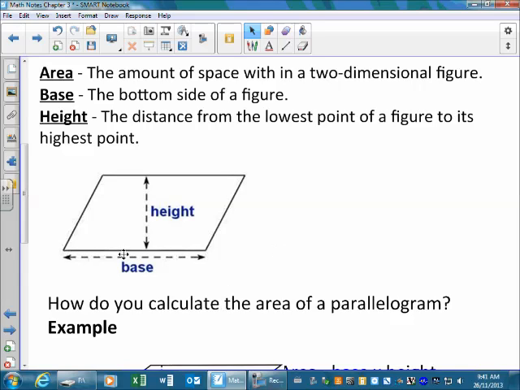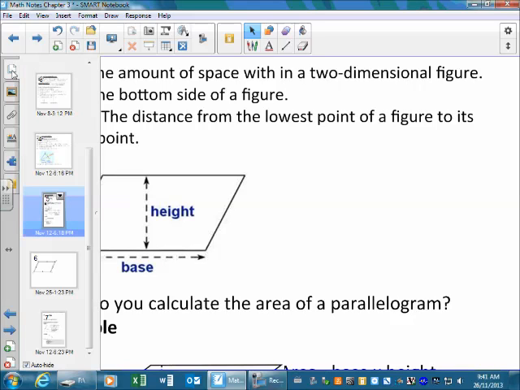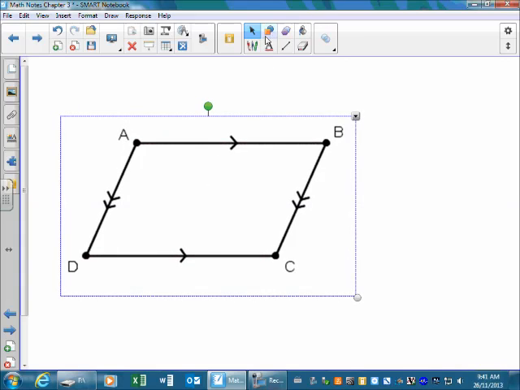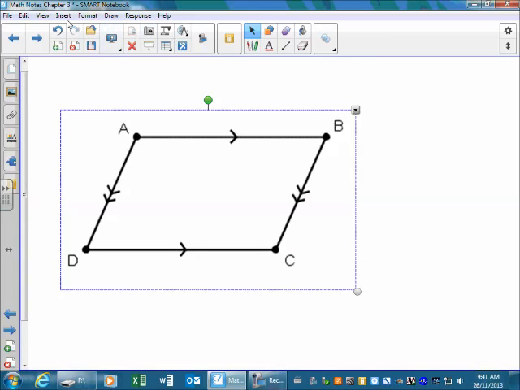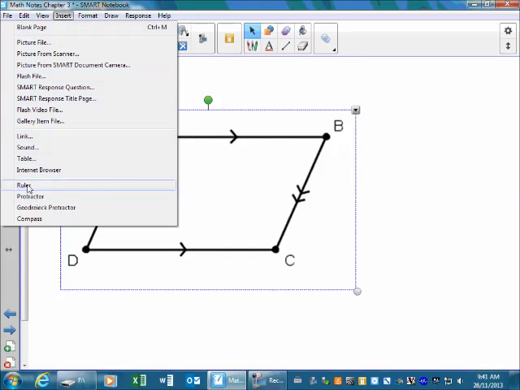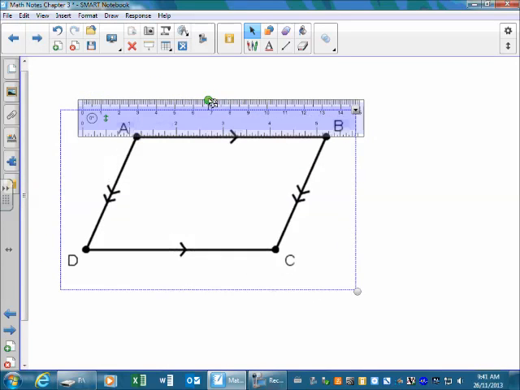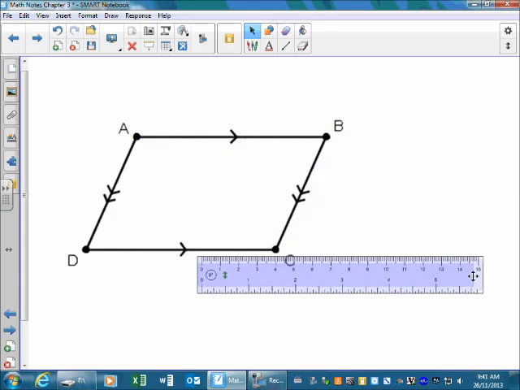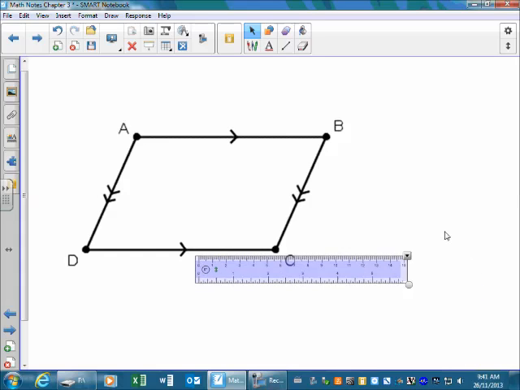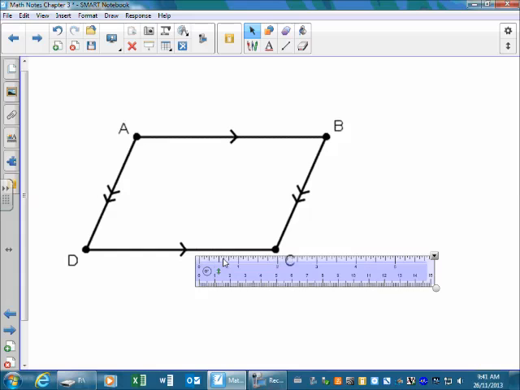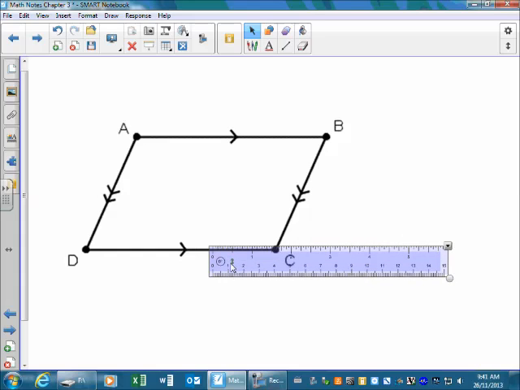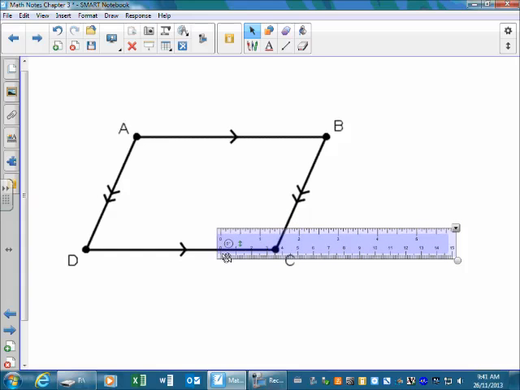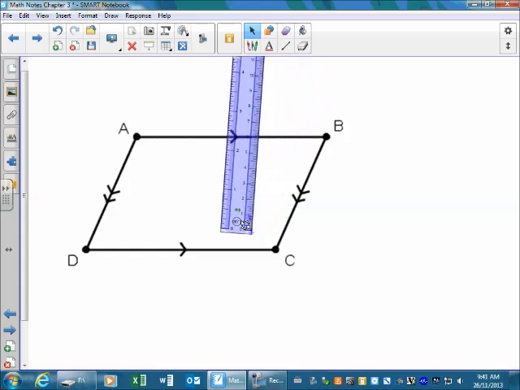Before I go on to calculating that, I want you to look at this here. So here's our parallelogram. Now, where's our ruler? I want to show you a little trick here. Oops. Oh, there it is. How am I turning this? There we go.